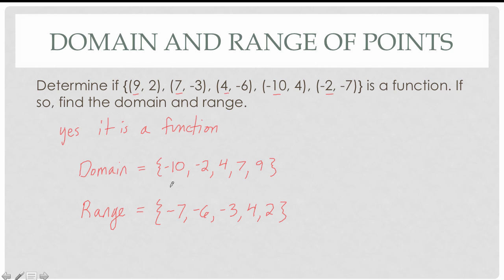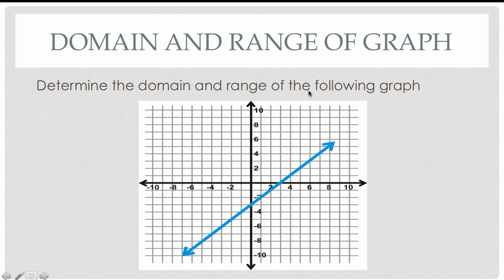All right, there's my domain and range for this particular function defined by these 5 points. Let's look at another one. Here I've got a graph going on. What's happening here? So graphically, the arrow is indicating right here that this graph is going on infinitely this way. And the arrow here is indicating it's going on infinitely that way.